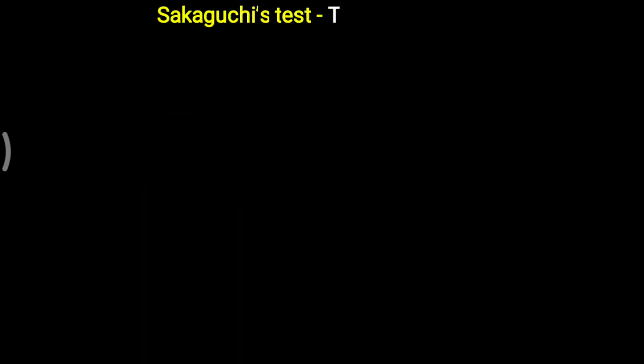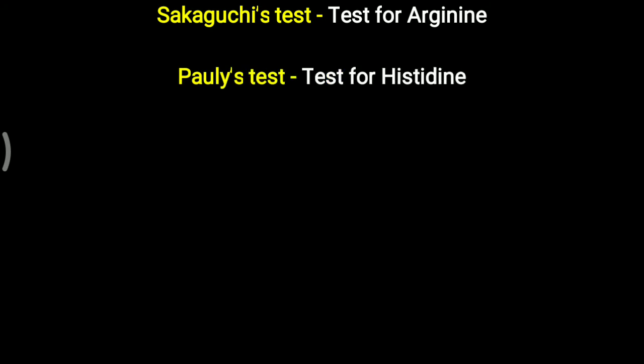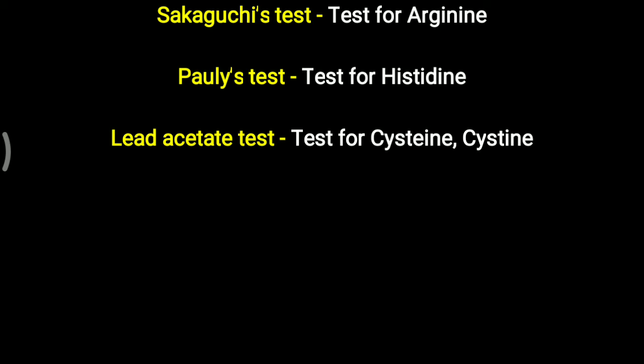Further, Sakaguchi's test is the test for arginine. Arginine is normally not present in urine, but it will appear in argininemia, where the arginase enzyme is deficient. The Pauly test is the test for histidine. The lead acetate test is the test for cysteine or cystine. Cysteine and cystine are sulfur-containing amino acids, but methionine, which is also a sulfur-containing amino acid, will not give a positive lead acetate test because the thioether bond does not give a positive result for this test.